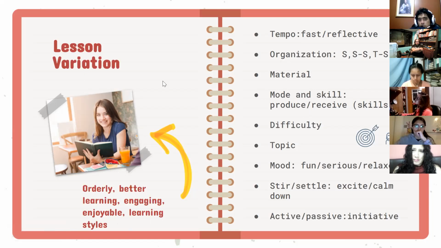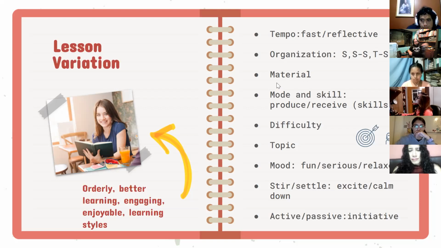So there are different ways in which you can vary your lesson. For example, here I have tempo, which means you can include fast activities, for example, games and songs. There are other activities that are more reflective, like reading activities. Organization refers to how you work with your students. You can have activities in which students work individually, in pairs or in groups, or you can interact with your students as a whole class.